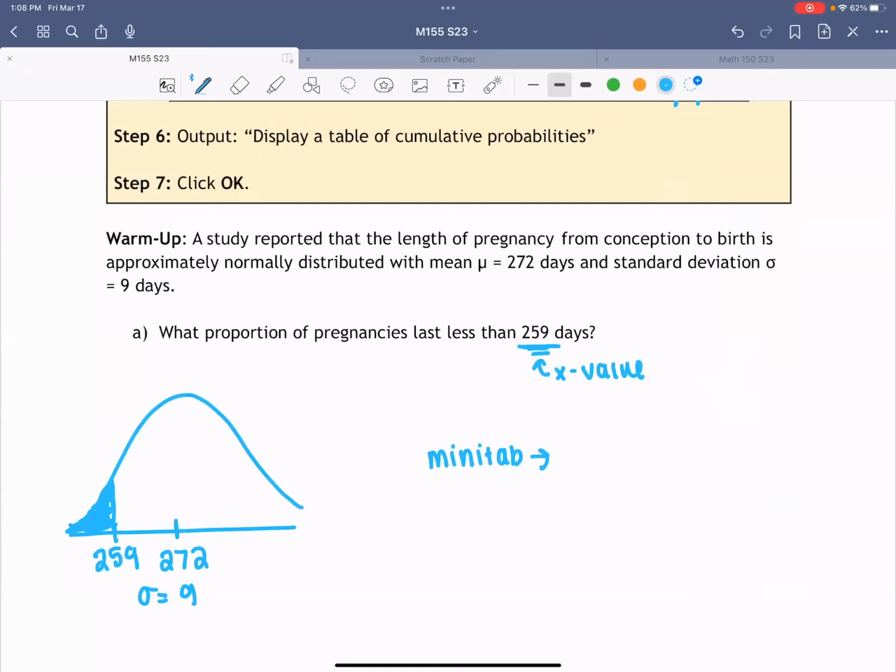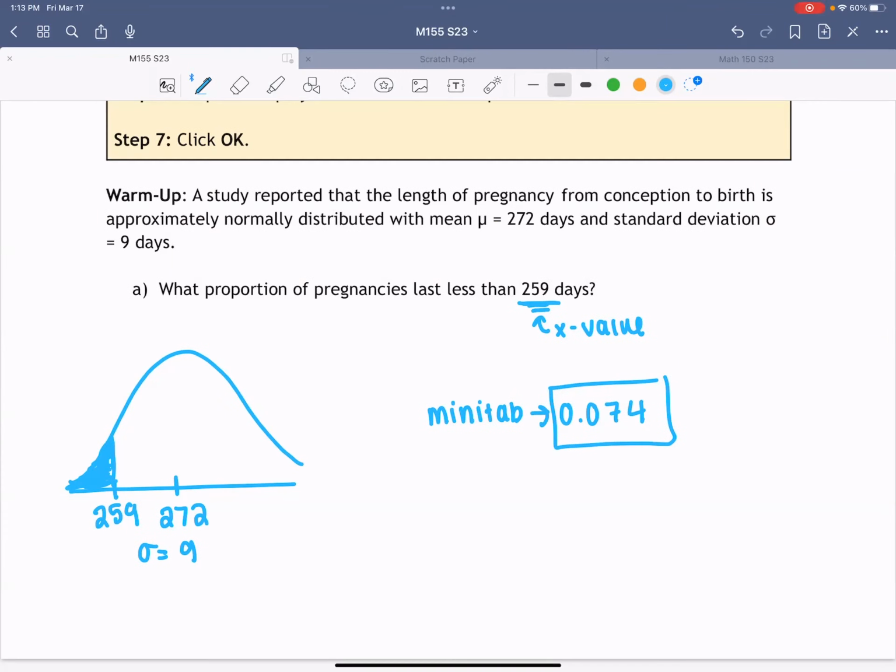So Minitab said 0.074. And if it's a less than probability, do I have to do anything to this number? No, right? That's literally the answer. That's it. All right. Okay, if we don't have any questions on part A, if you flip to the next page, I have a set of 4 more questions for you to try. Give these a shot. I'll be around to see if you're on the right track and answer any questions, and we'll come back in a little bit.